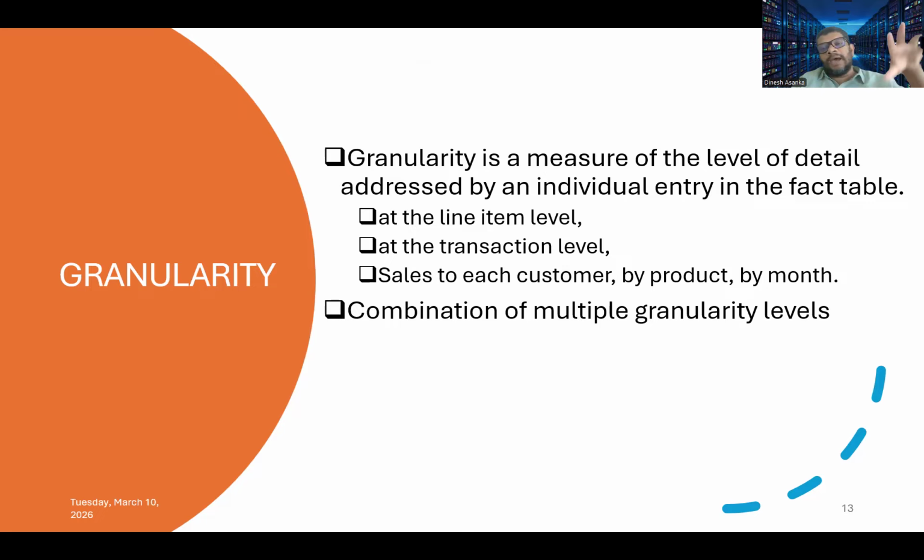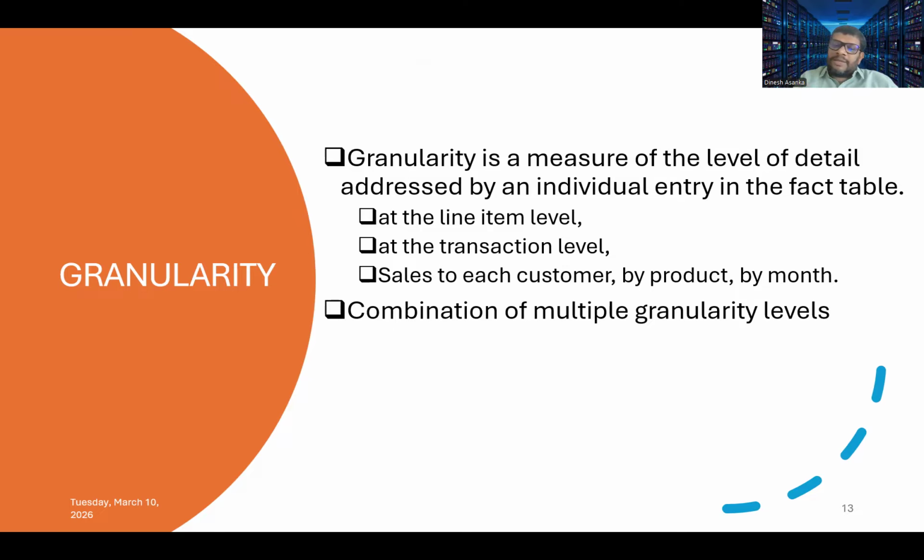For example, I can have a sales fact table that shows the line item level. That means you have the date, item code, quantity, unit price. And you can have another table for the transaction level, where item-wise detail will not be there. For this particular order, this is the total amount. So then you will have the customer and date only. Item level details will not be there in that particular table.